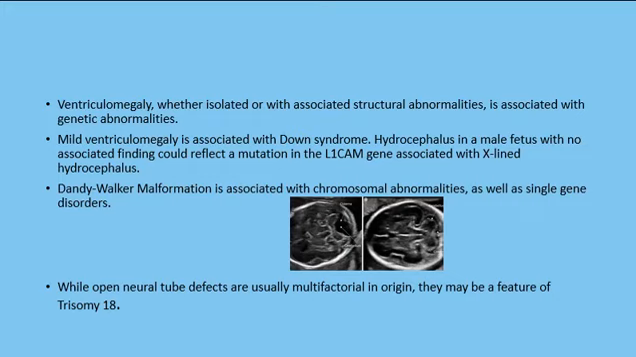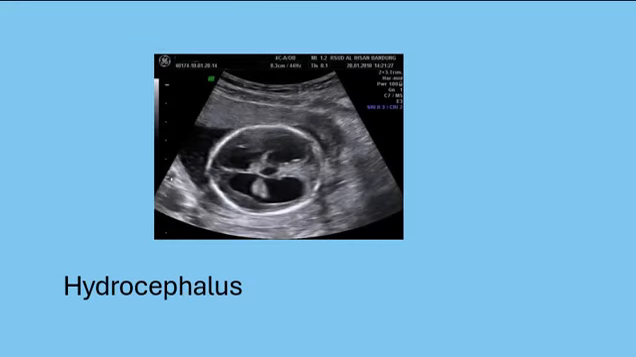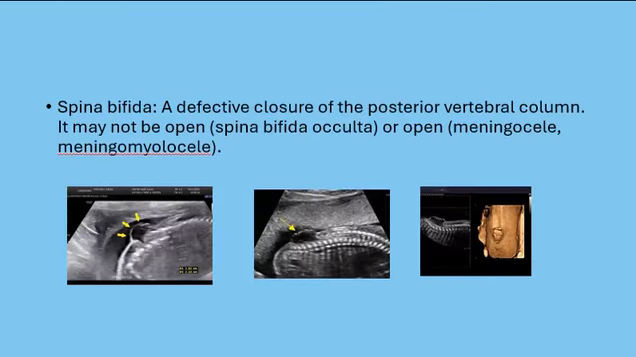Nuchal translucency. Hydrocephalus. 2D ultrasound image showing normal appearance of embryonic spine at 8 weeks gestation. 3D ultrasound image showing prominent myelomeningocele in embryo at 9 weeks gestation. Post-mortem image of fetus with open spina bifida at 10 weeks gestation.